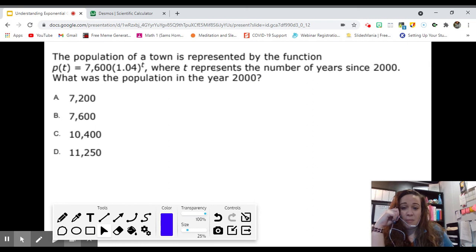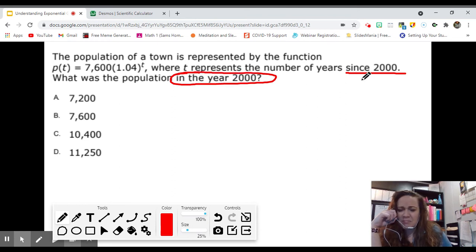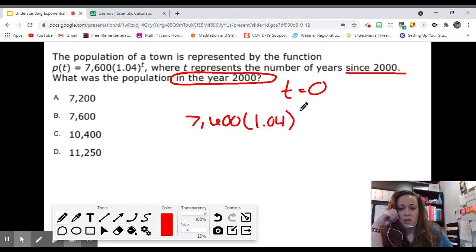Think about that one. T is the number of years since 2000, but it wants to know the population in 2000. So did any years pass yet? No, so the time is 0. If I do 7,600.4 to the 0 power, anything to the 0 power, don't forget, is the number 1.